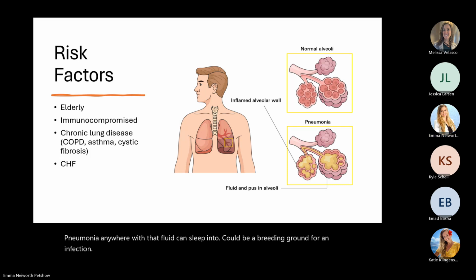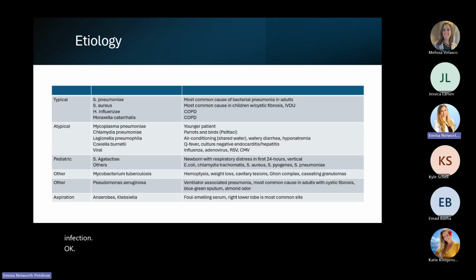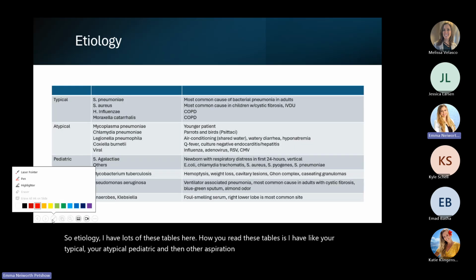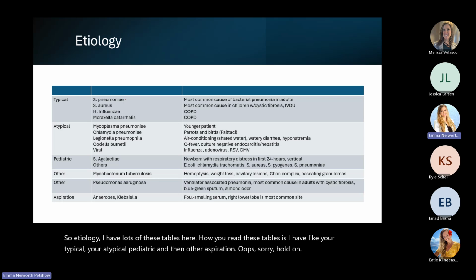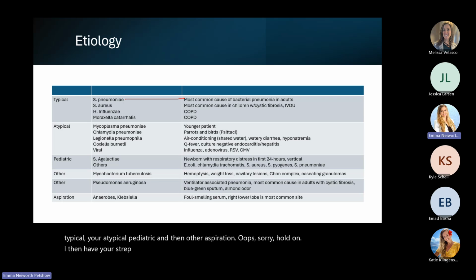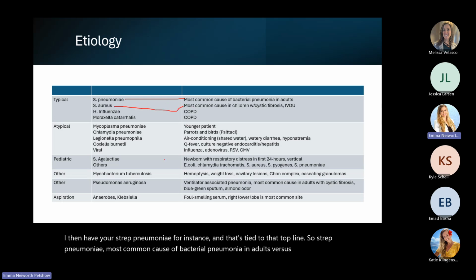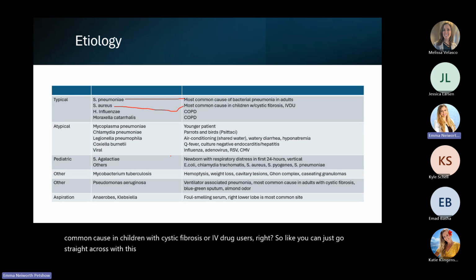Okay. All right. So etiology, I have lots of these tables here. How we read these tables is I have your typical, your atypical, pediatric, and then other aspiration. Oops, sorry, hold on. I then have your strep pneumoniae, for instance, and that's tied to that top line. So strep pneumoniae, most common cause of bacterial pneumonia in adults, versus Staph aureus, most common cause in children with cystic fibrosis or IV drug users, right? So you can just go straight across with this line. These would be really good flashcards.